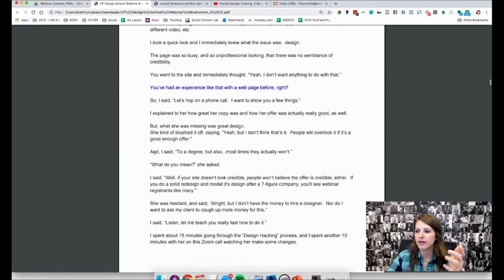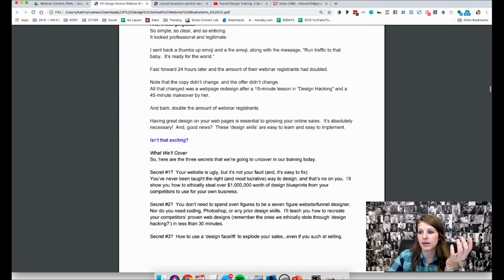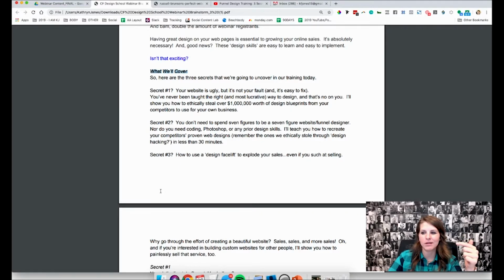Okay, now I'm about to get to secret number 1. Again, I've already done a ton of work before I ever get to secret number 1. Here's what we're going to cover: secret 1, secret 2, secret 3. I have already dished on them a ton of success stories, so by the time they get to these things, they're picking them up.